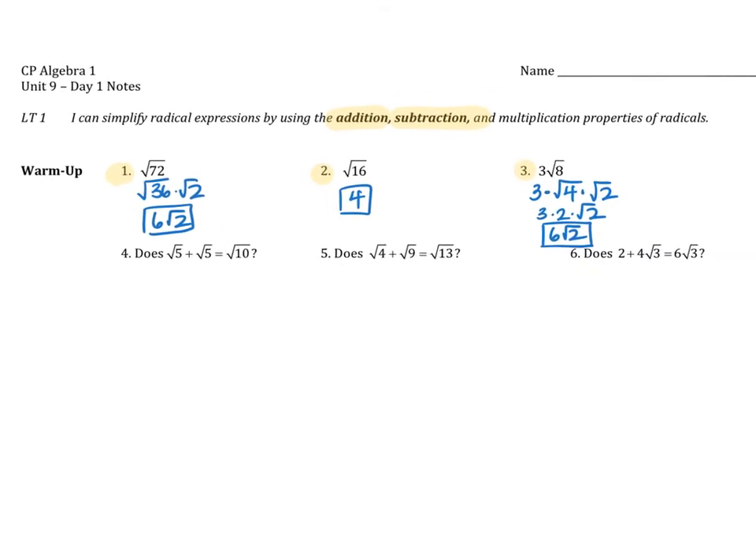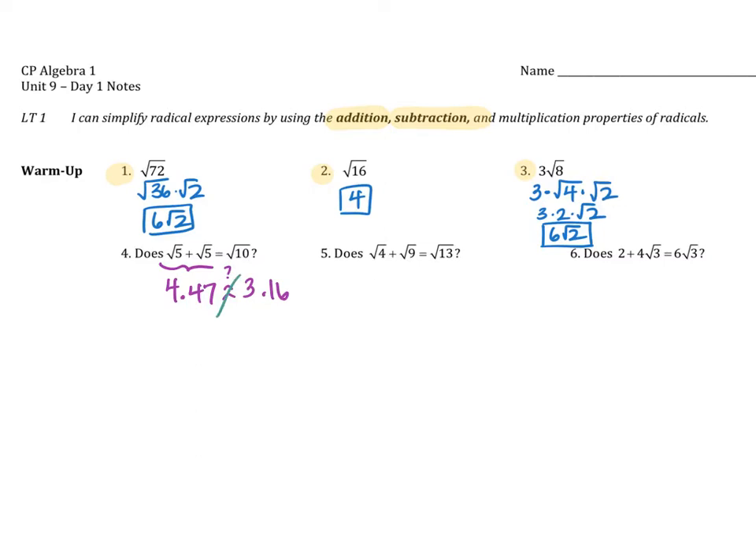So the first one is we want to know, does square root of 5 plus square root of 5 equal square root of 10? So if we type each of these into our calculator, we're going to check and match the decimal approximations. So if I type square root of 5 plus square root of 5 in my calculator, I get approximately 4.47. Okay, and I want to know, does it equal square root of 10? So when I type square root of 10 in, I get 3.16. So are those equivalent? Absolutely not. So let's try the next one.